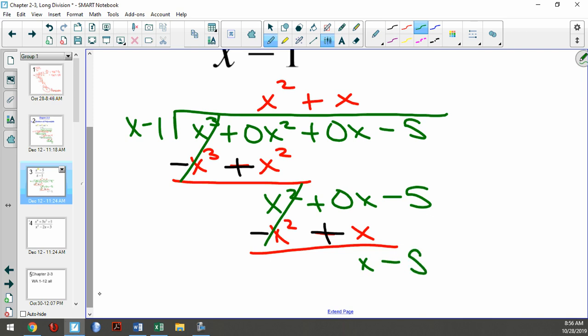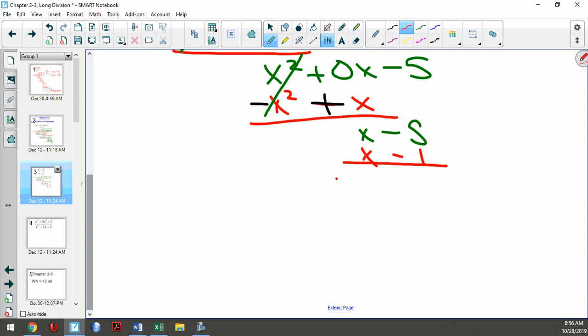Now what? Do it again. So what do I multiply x by to get an x? 1. A 1, right? So this is going to be plus 1. 1 times x is going to be x. 1 times 1 is going to be negative 1. What do I do with my signs there? Change them to make that a minus x and a plus 1. Those cancel out, and I'm left with a negative 4.